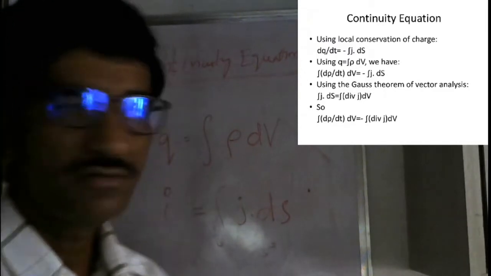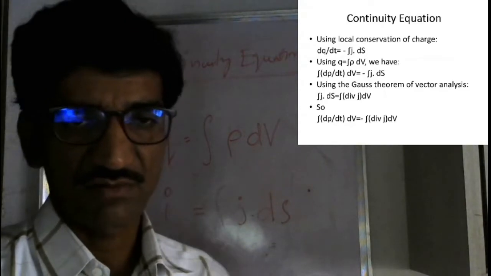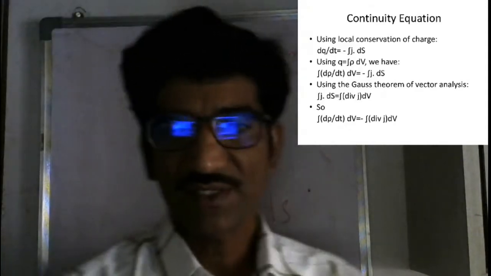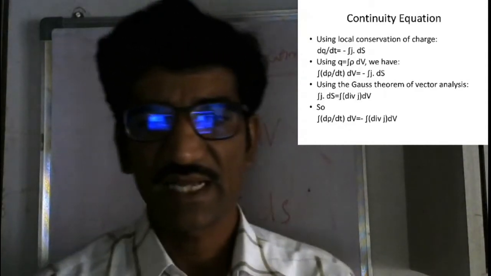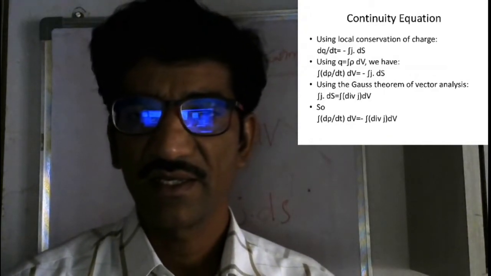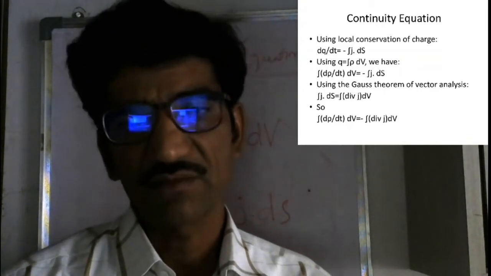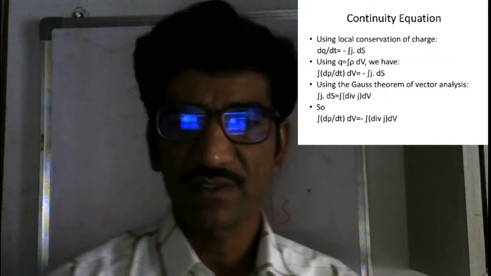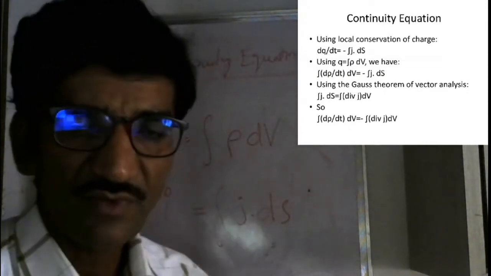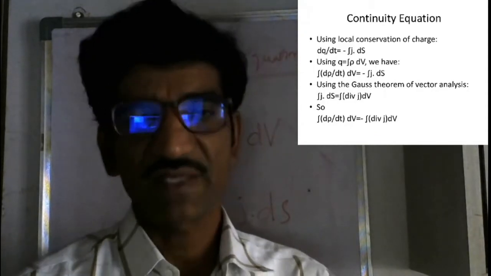Now let us go for the definition of the local conservation of charge principle. What does this say? This says that the change in the charge is equal to the current, meaning the charge flowing out of that surface. The decrease in charge in that volume is equal to the current flowing out of the surface bounding that volume.